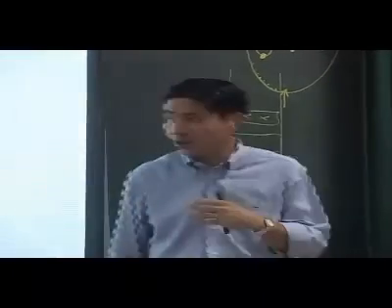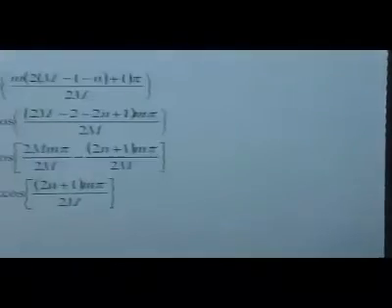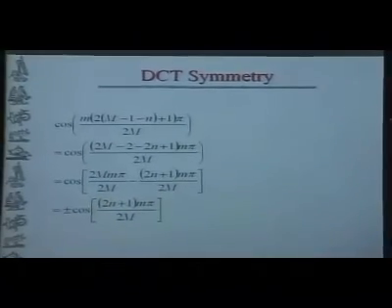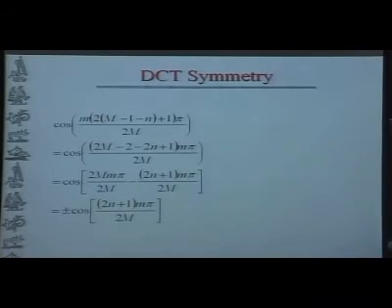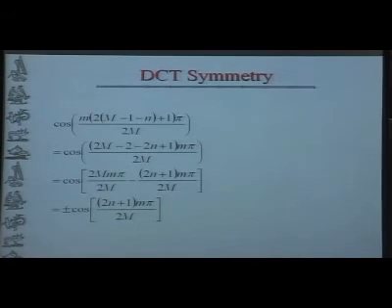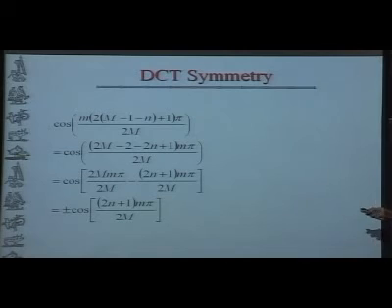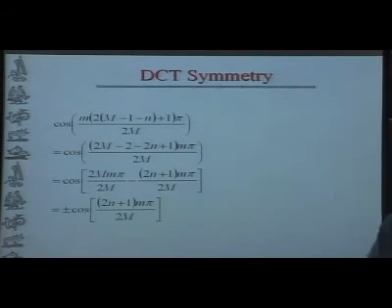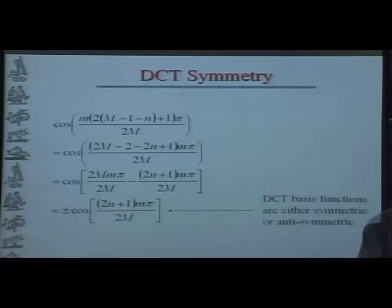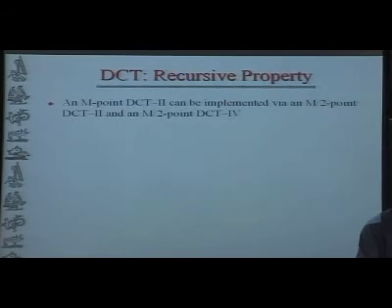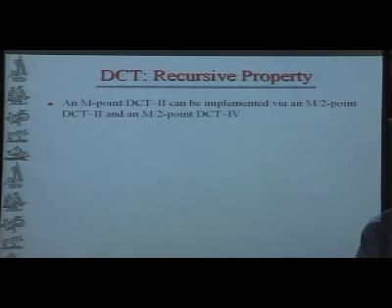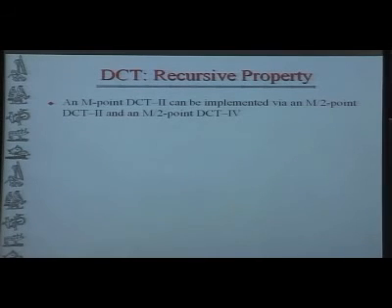Now, there are several interesting properties about the DCT, and some of them I asked you to prove in today's written assignment. The first interesting property is the symmetry, okay? I have a sketchy proof right here, and I want you to expand on it, okay?